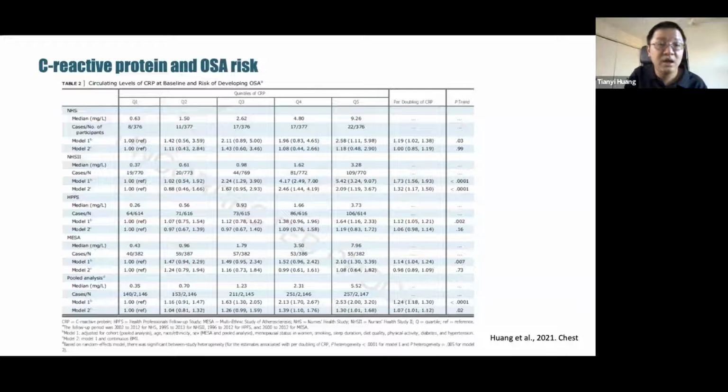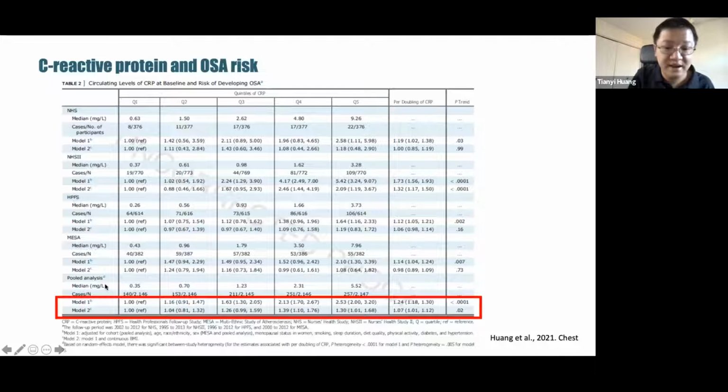And then we pull the biomarker data from the 4 cohorts, including MESA, to look at the association between inflammation and sleep apnea risk. We use C-reactive protein as a non-specific inflammatory biomarker for systemic inflammation. Here I show the results from individual cohorts as well as from the pooled analysis. I think we can focus on the pooled results.